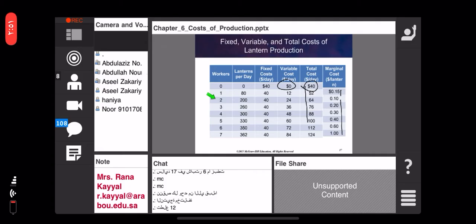It's per what? Here it says per launcher. So I have to divide it per launcher. If they said marginal cost per worker, I will divide it by the change in workers, or the difference in workers.